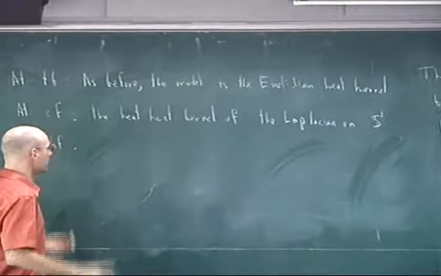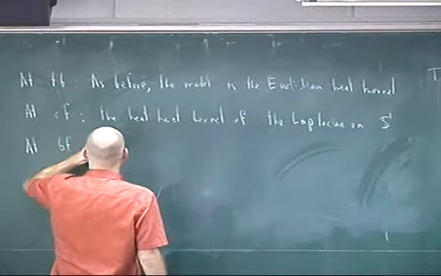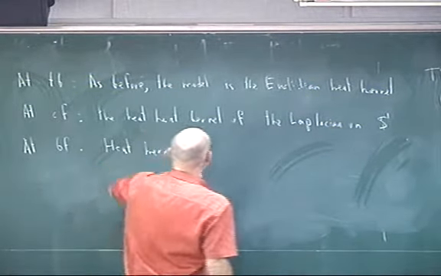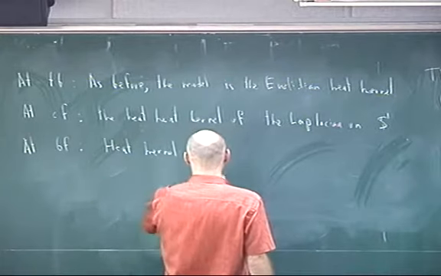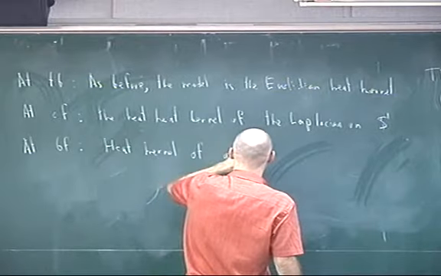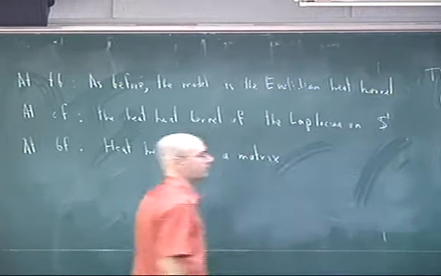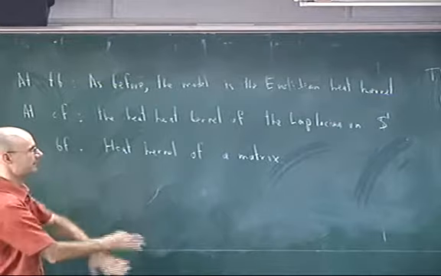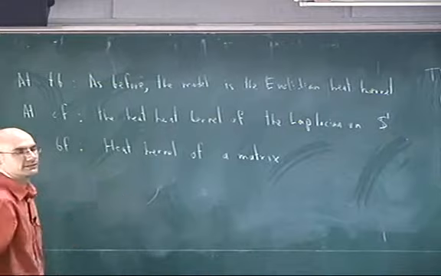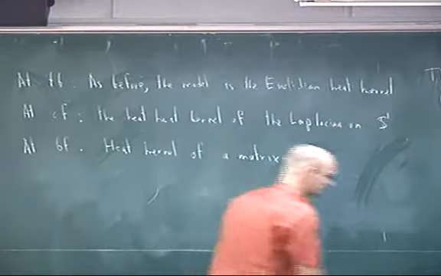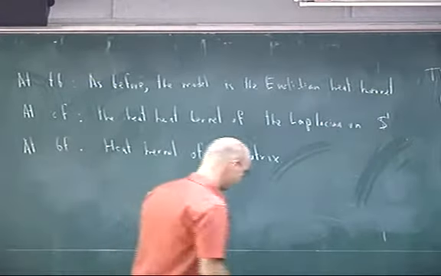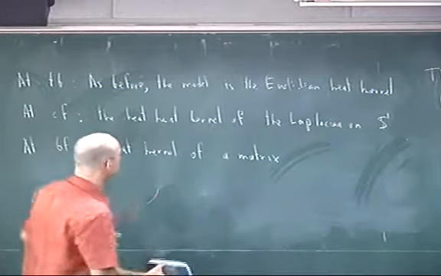In fact, this will be the heat kernel of a matrix. So somehow you just scale the direction in the circle, and you're left with just a constant. So in this case, the heat kernel is easy to understand. And okay, so that's basically the tree model.